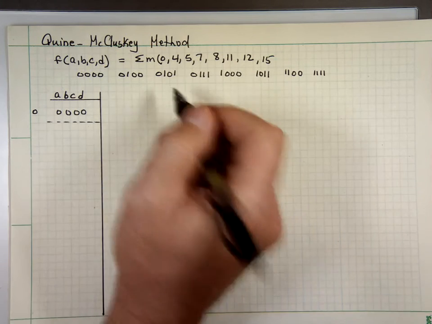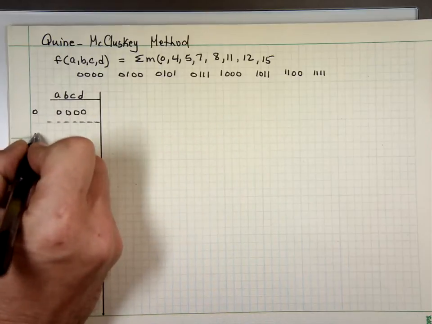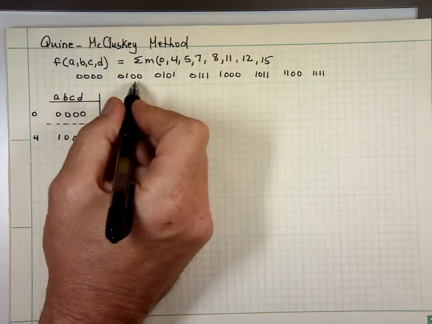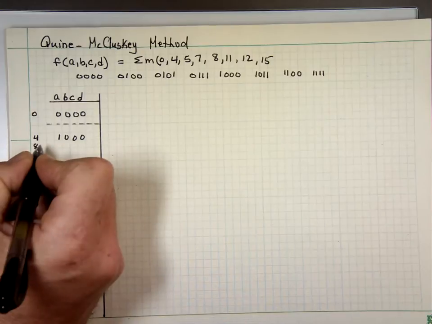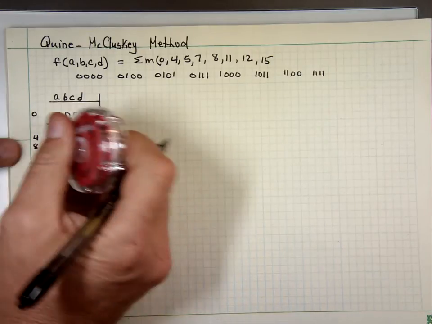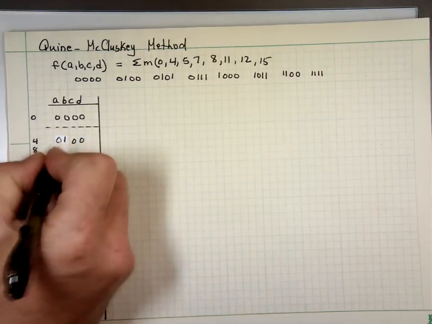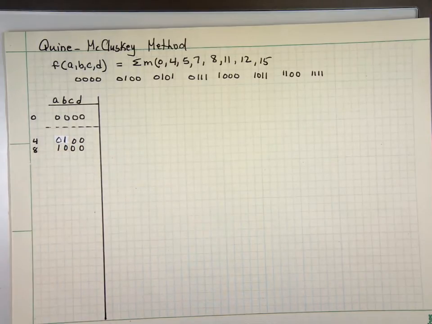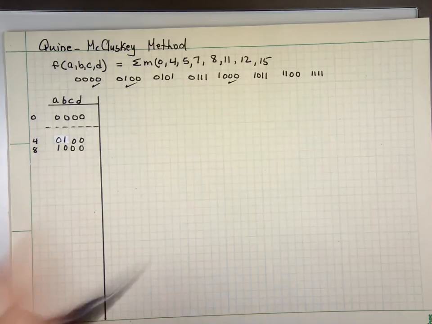Let's list the ones that have only 1, 1 in them. I see the 4, right? Which is 0, 1, 0, 0. What else has a 1? The 8. Oh, that's the 8 here, right? That's not a 4. The 8 is 1, 0, 0, 0. Any more ones? So I took care of this, I took care of this, I took care of this. They're the only ones that have 1, 1 in them.